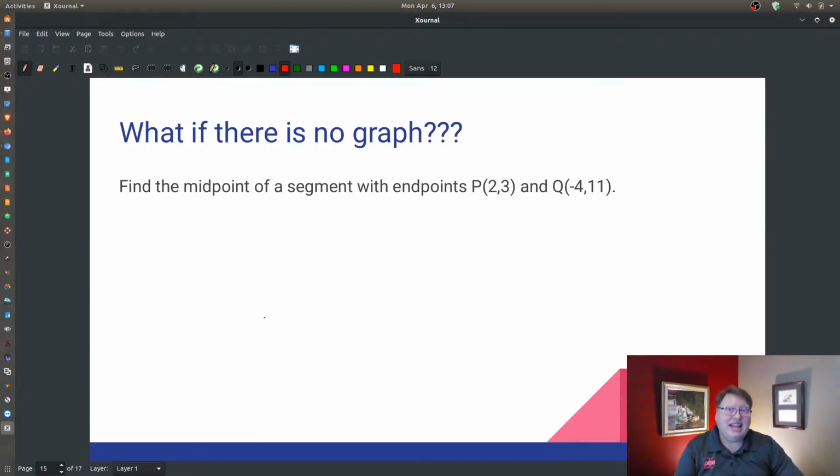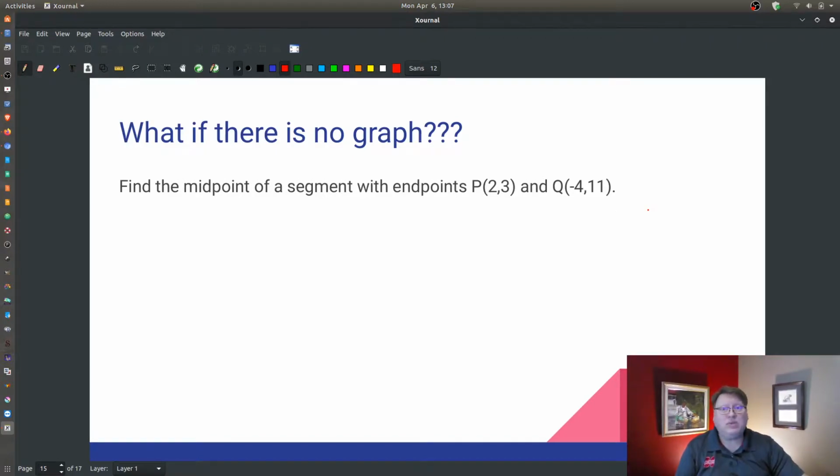Our next issue is, what if there's no graph? Can we find the midpoint if we're just given 2 points? And the answer to that question is yes. You can still locate the midpoint. All you have to do is label your points.